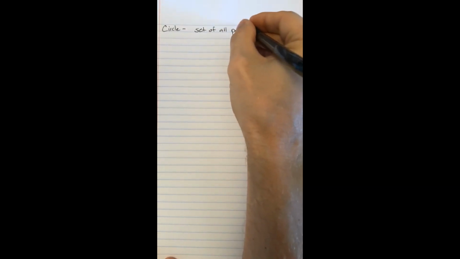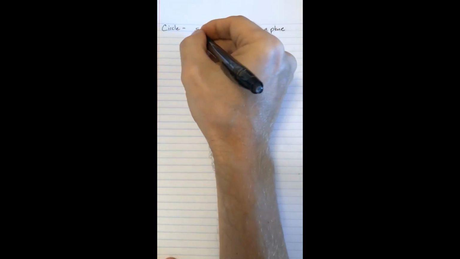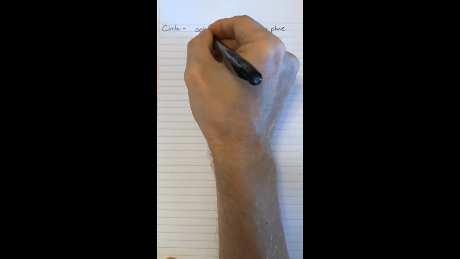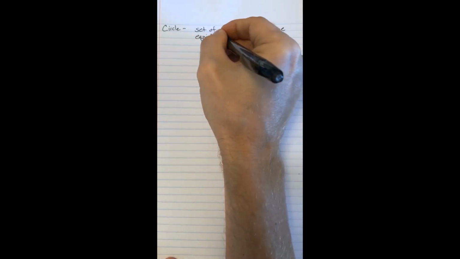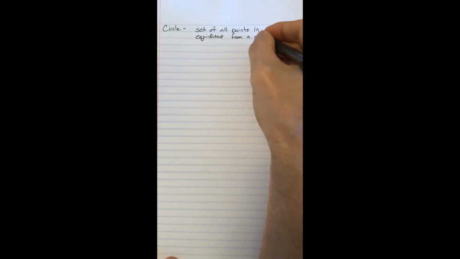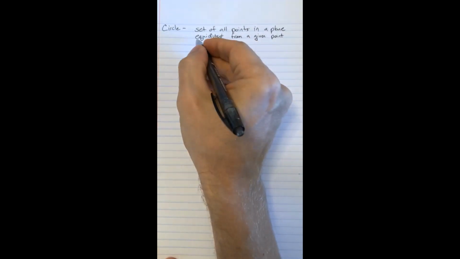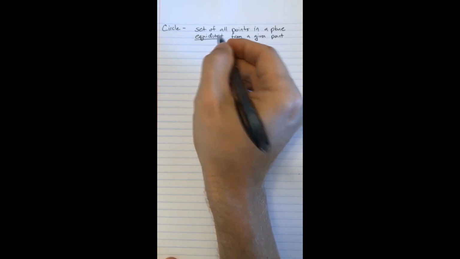So, a circle is defined as the set of all points in a plane that are equidistant from a given point. Okay, so do you remember what that word equidistant means? Equi, like equal, distant, distance. So equal distance from a given point.